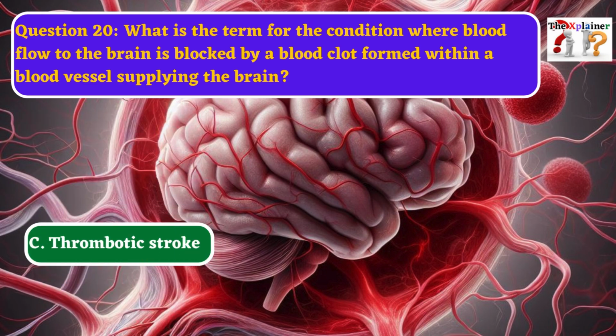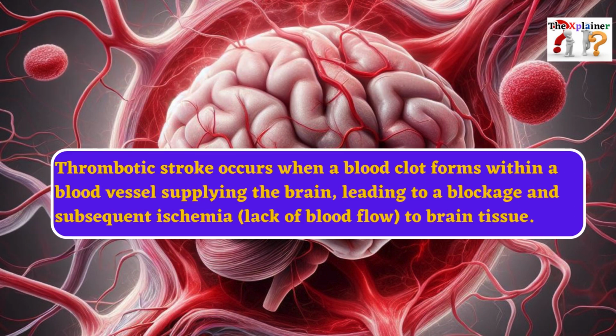The answer is C. Thrombotic stroke. Thrombotic stroke occurs when a blood clot forms within a blood vessel supplying the brain, leading to a blockage and subsequent ischemia, lack of blood flow, to brain tissue.